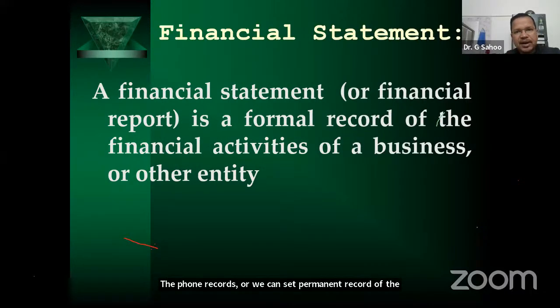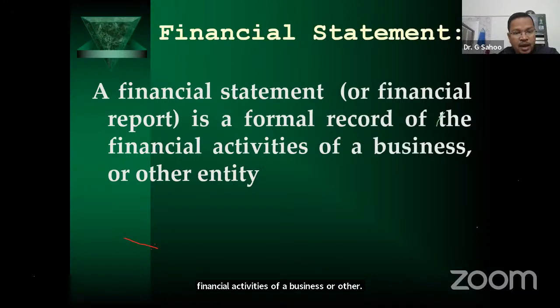Let's say in our life, we have already gone through our education like secondary, higher secondary, then senior secondary, then 12th or graduation, then post graduation, masters. Yes or no? At each and every stage, we are getting some certificates and grade reports. Yes or no? The certificates and grade reports are formal records of our life, permanent records of our life. Exactly in the same way, the financial statements are the formal records or permanent records of the business. So a financial statement is a formal record of the financial activities of a business or other entity.